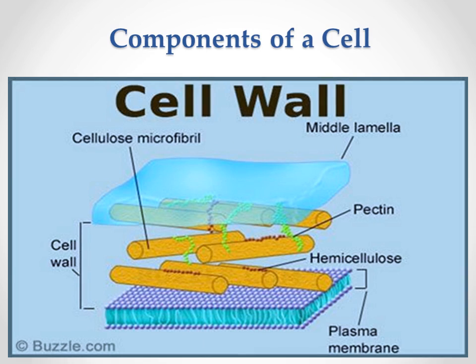Now let us learn about the components of a cell. To begin with, we will see the first component, that is the cell wall. Here you can see the picture of a cell wall. It is found around cells of algae, fungi and plants. Animal cells lack a cell wall. The cell wall is an elastic and strong coat around the cell membrane. It is mainly composed of carbohydrates like cellulose and pectin.